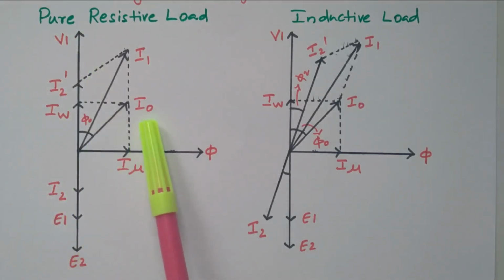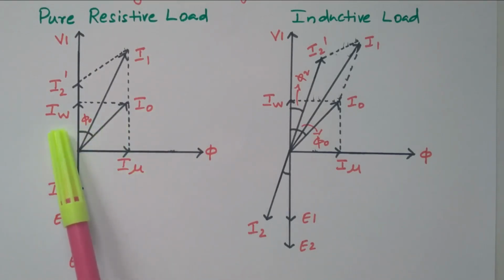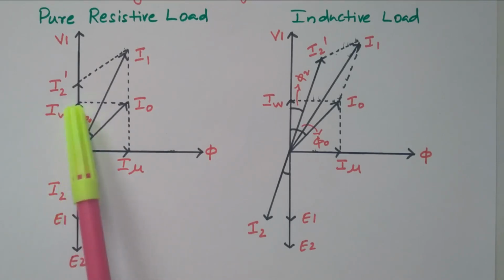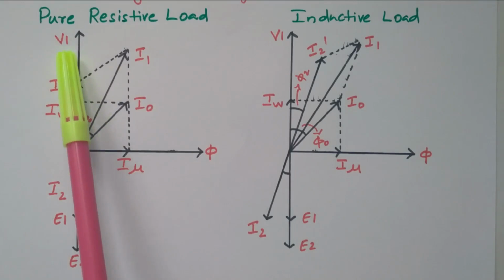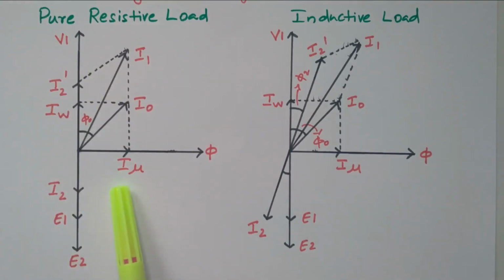During the no load condition we got I0. I0 is the vector sum of IW and I mu. IW is the iron component, or working or active component, that is in phase with the applied voltage, but the magnetizing current I mu is 90 degrees out of phase with V1. This I mu is responsible for producing the flux phi. These two are in phase.